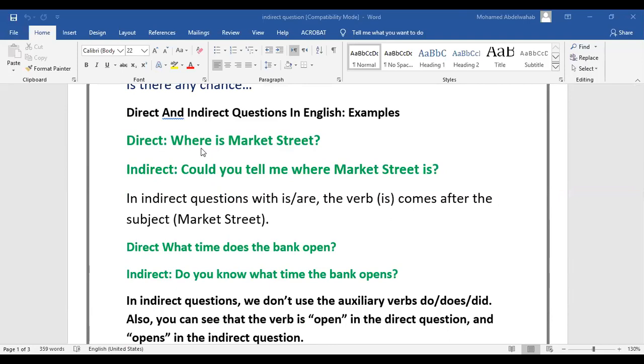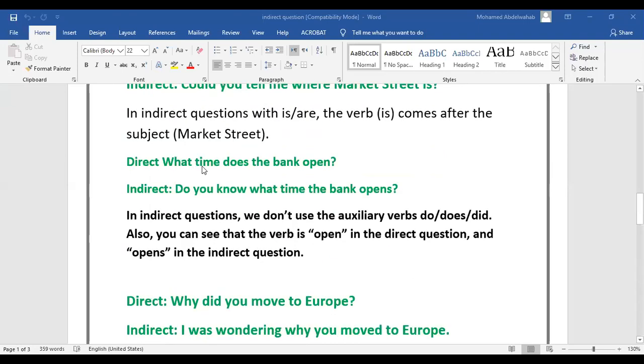This is a direct question: Where is Market Street? When I want to change this into an indirect question, I will start with a phrase like this: Could you tell me? And then, where Market Street is. The auxiliary is comes after the subject. Here, where is Market Street? In the direct question, we use the auxiliary before the subject. But in the indirect question, we use it after the subject: Market Street is. In an indirect question with is or are, was or were, or the verb to be in general, we use the verb be after the subject, okay?